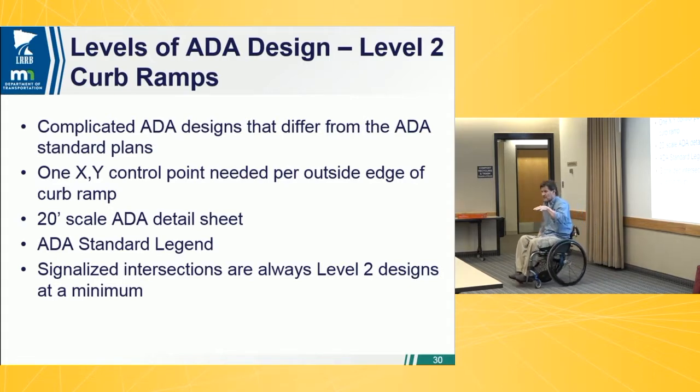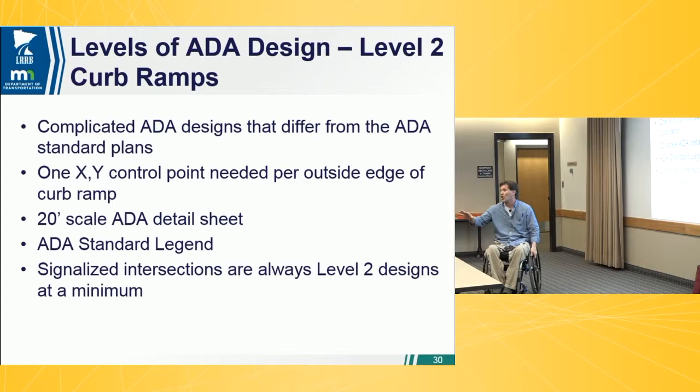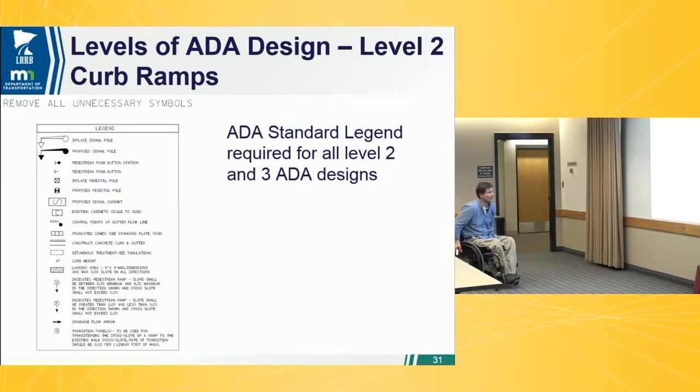This is where it starts to say to spend your time, get your surveys, design these out because they're harder. And it's unfair to expect construction or contractors to figure these out. So you've got XY control points, 20 scale sheets, maybe 30 if it all has to fit on one sheet for the intersection. I always use the ADA standard legend. And like we talked about, signals are level 2.